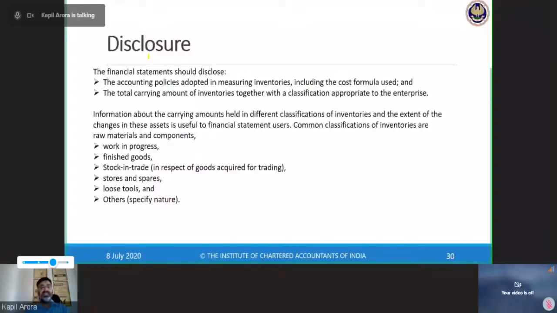Now, last thing, what exactly should go in the disclosures? Whatever we have discussed in the inventory has to be disclosed in some form. Like, what is the accounting policy adopted in measuring the inventory? Every company has to disclose that they are measuring their inventory at lower of cost or NRV. So whatever is lower, we are considering that.